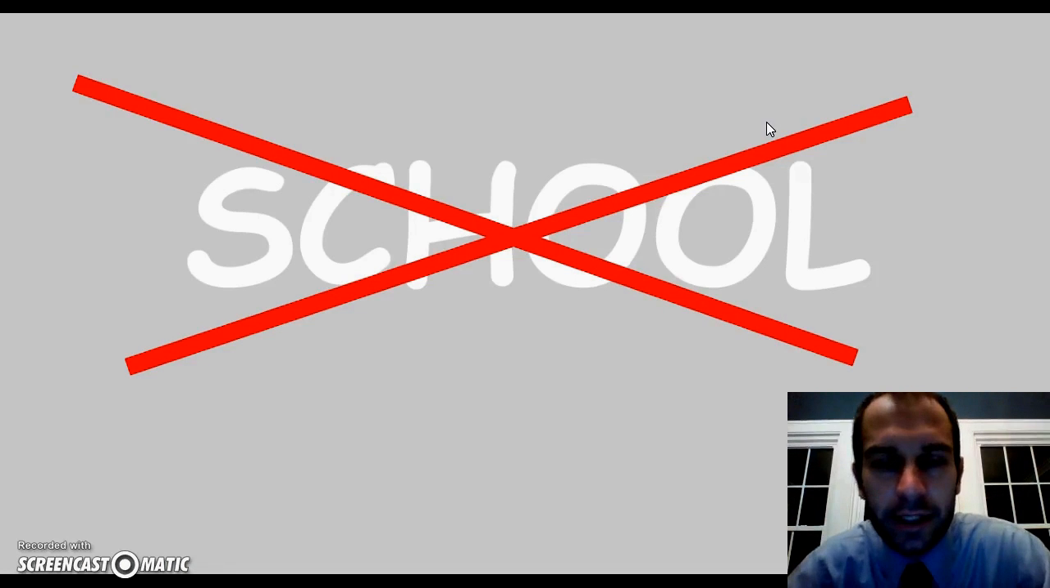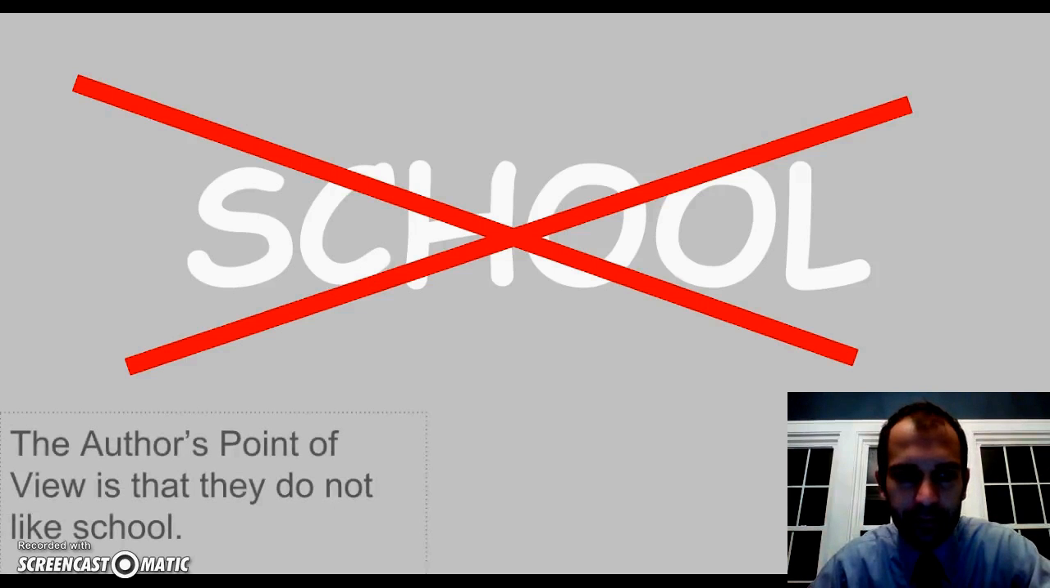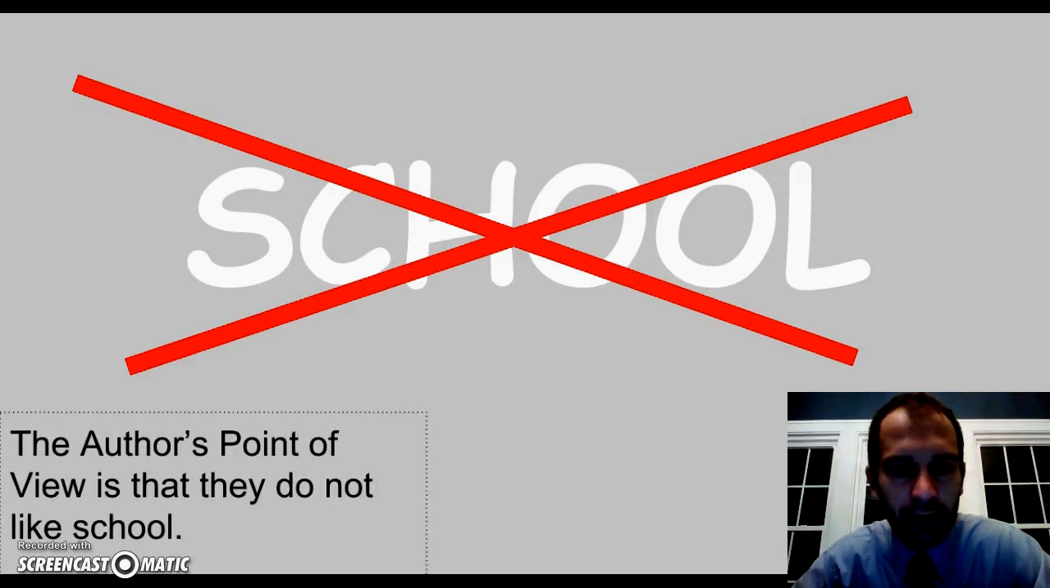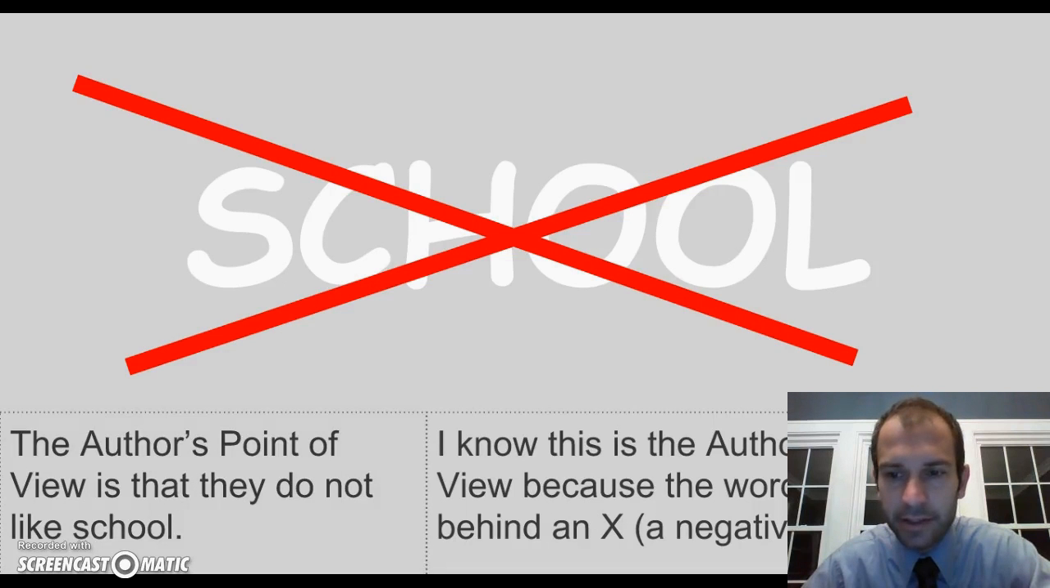Here's our first example. Let's say you saw this spray painted on the side of the school when you got to work or to school in the morning. You would know what the author's point of view was right away. The author's point of view is that they do not like school. It's just the opinion about the subject. The subject of school, they don't like it. How do you know? Because they tagged it with a big red X. It's just that simple.